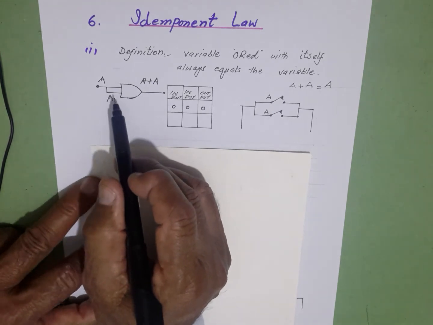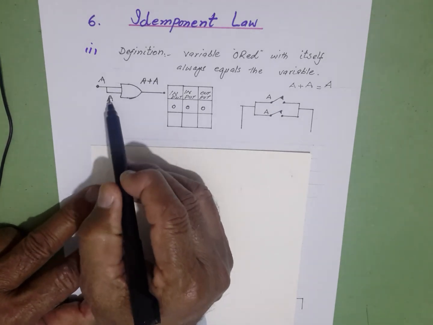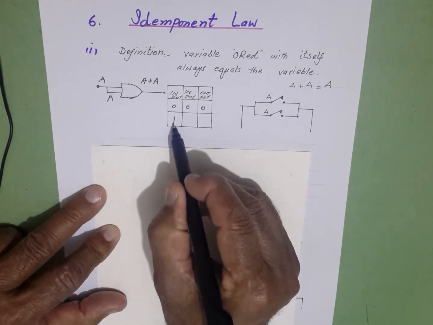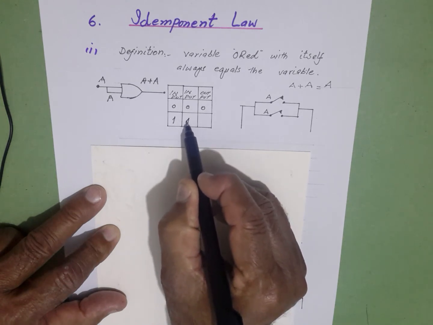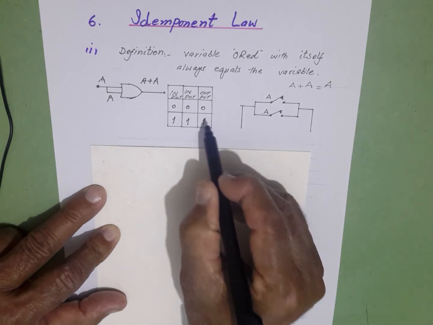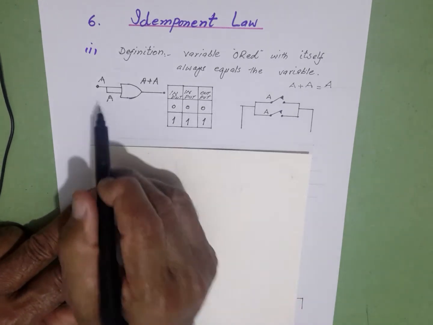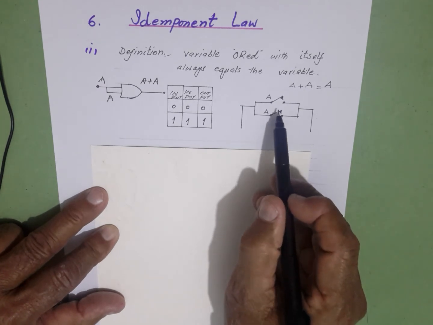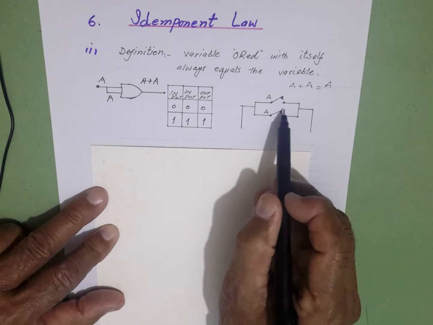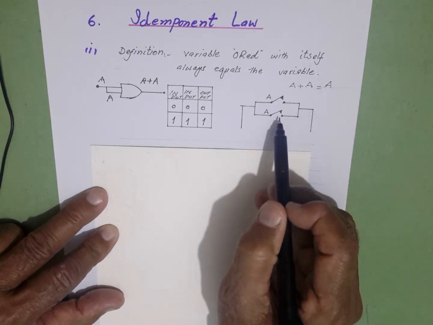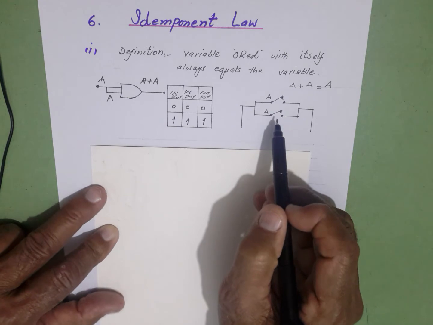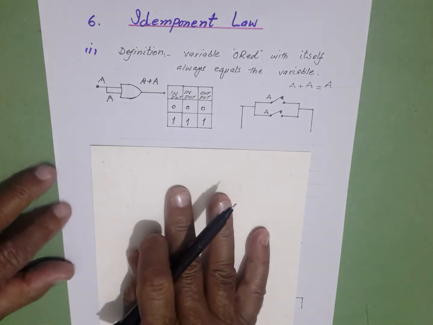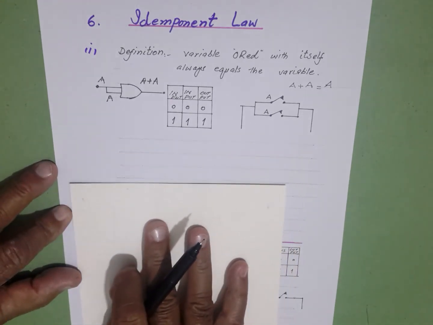When the variable is 1 OR 1, the same 1 is applied here. 1 plus 1 is 1, the output is 1. The output is the same as the input. It can be represented by two switches in parallel. When both the switches are open, that is 0 0, the output is 0, there is no current flowing. When both switches are closed, a closed switch is indicated by logic 1, both are 1 1, the output is 1. Let us prove with the help of Boolean laws.